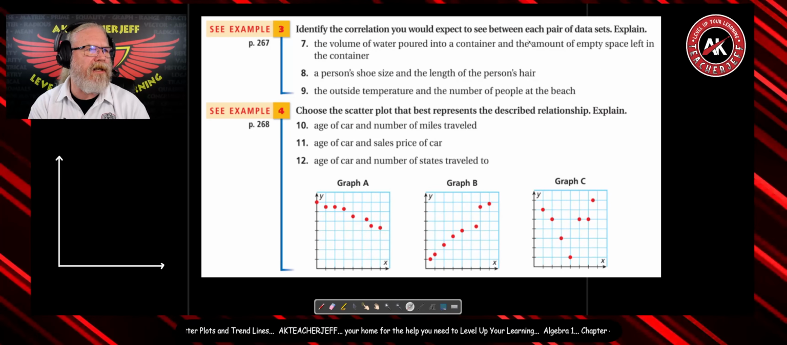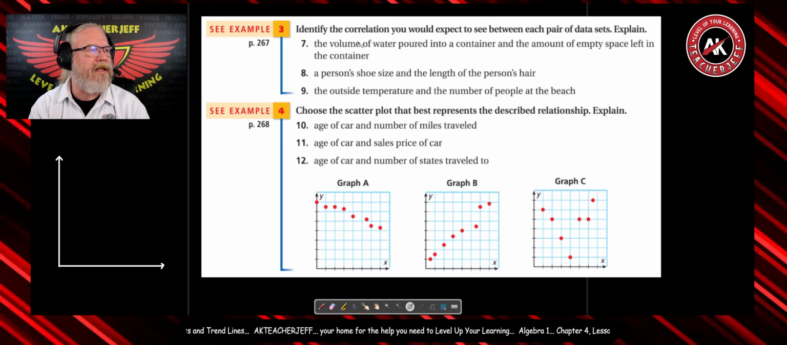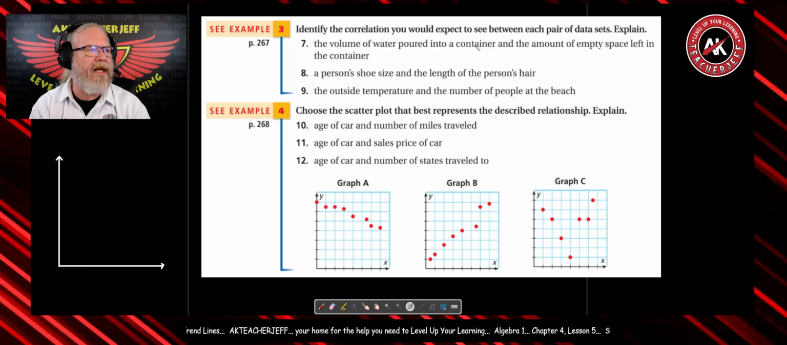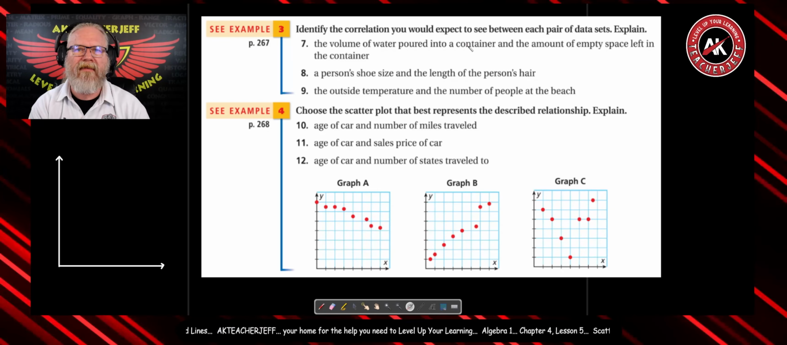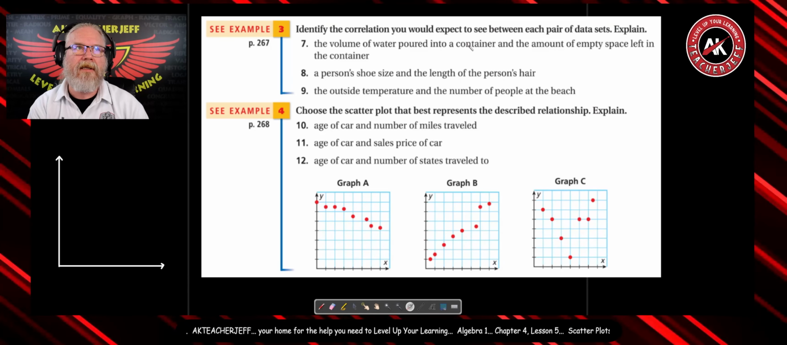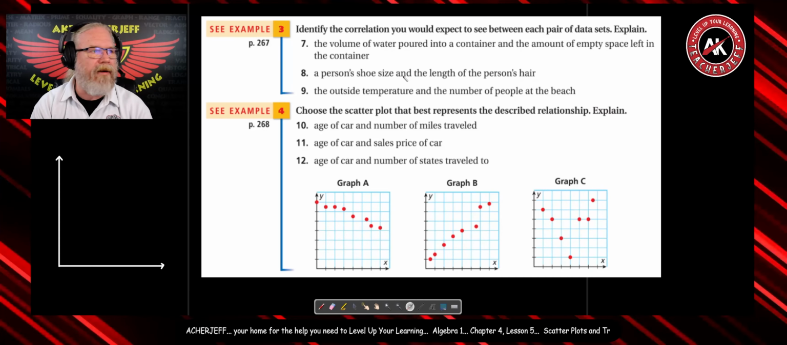Identify the correlation you expect to see between each pair of data sets and explain. The volume of water poured into a container and the amount of empty space left in the container. Well, as the amount of water increases, the empty space is going to decrease. So that would be a negative correlation. One's increasing, the other's decreasing.